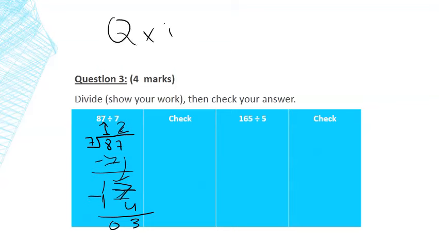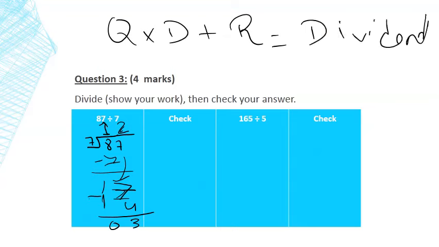We multiply the quotient times the divisor plus the remainder. The answer should be the dividend. Okay, so 12 times 7 first. 7 times 2 is 14. 7 times 1 is 7, plus 1 is 8. Then we add the remainder. What's the remainder, Karim? 14 plus 3 is 17. And 8. So, we have 87.